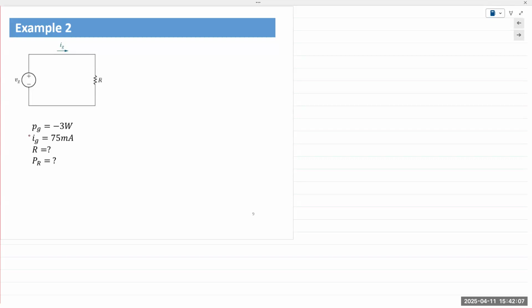Notice the power is given as negative. The negative simply implies that it is supplying power. Because it is supplying power, the minus sign. So a little bit more calculation is required.